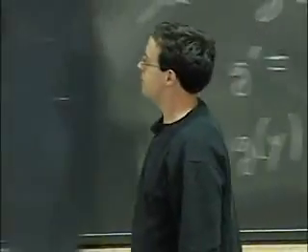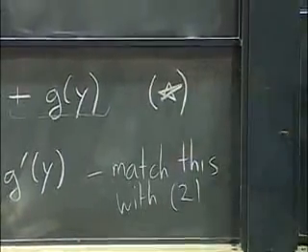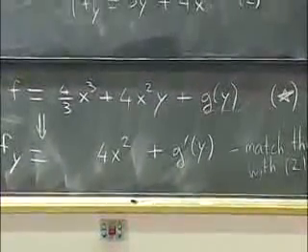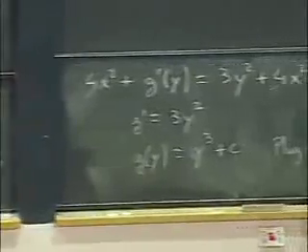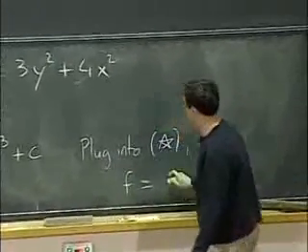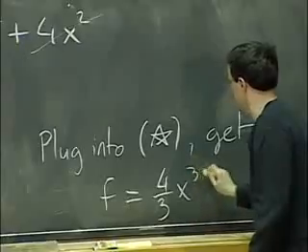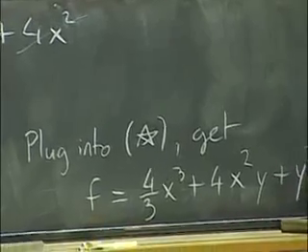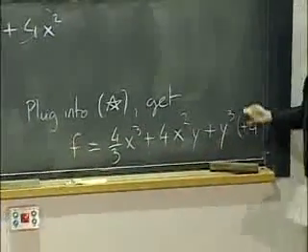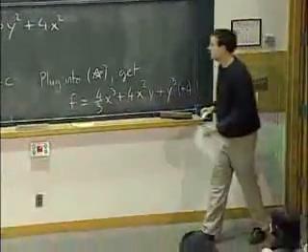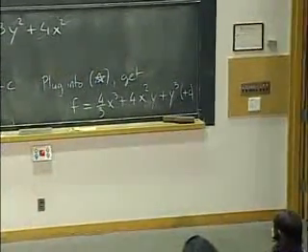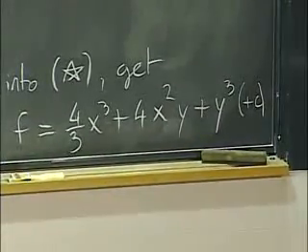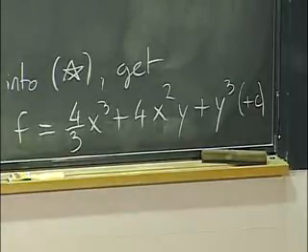Now we just plug this back into this one, let's call it star. If we plug this into star, we get f equals 4/3 x cubed plus 4 x squared y plus y cubed plus constant. Of course, again, this constant is optional. So you see, the advantage of this method is you don't have to write any integrals. The small drawback is you have to follow this procedure carefully.